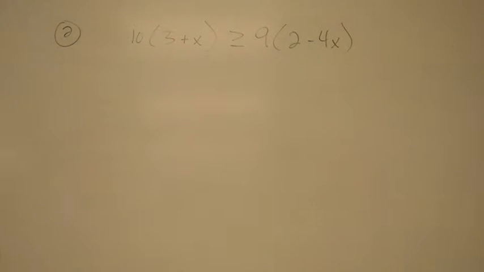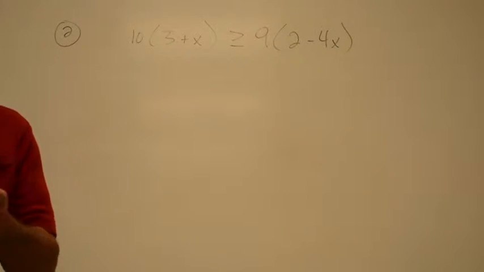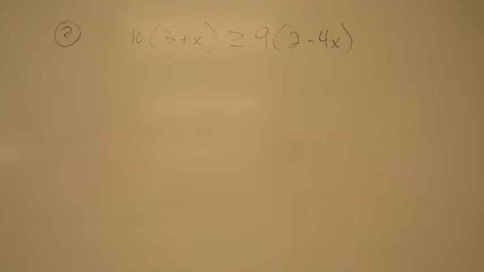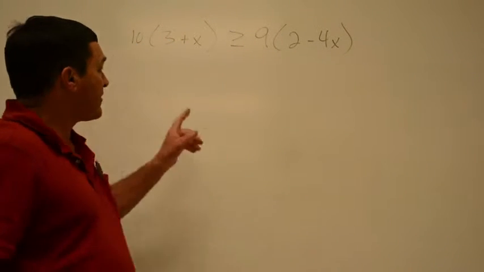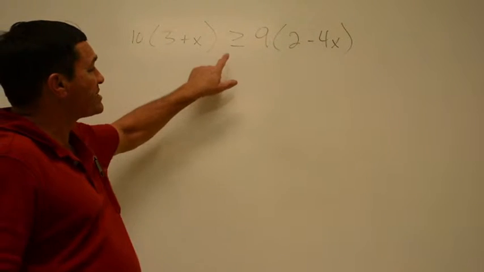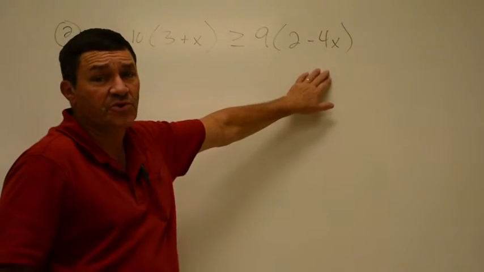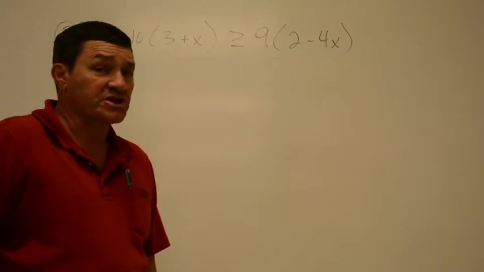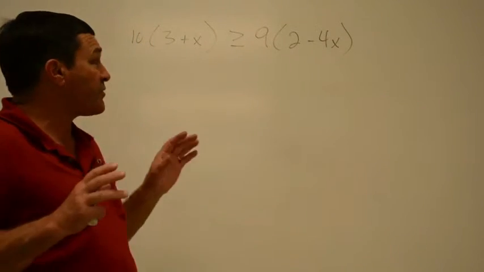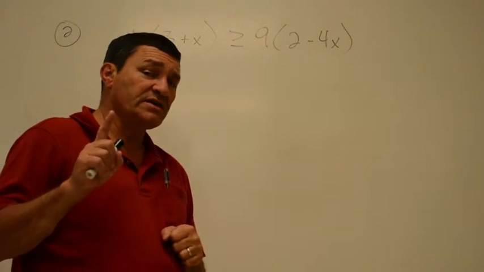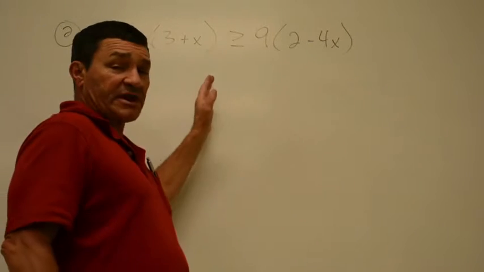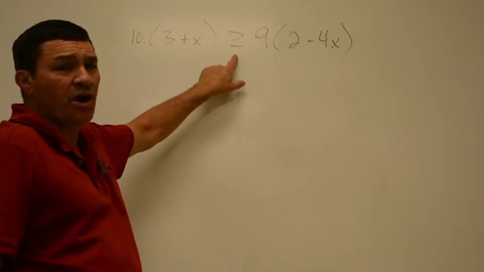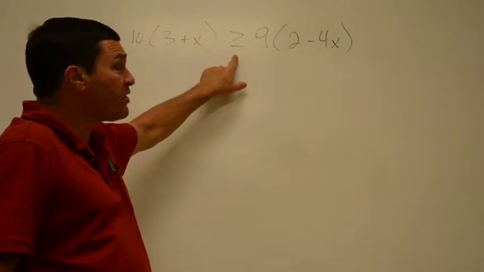So that's an example of what we call a linear inequality. And what we're doing here, when we have an equation, if I had 10 times 3 plus x is equal to 9 times 2 minus 4x, we'd solve that equation. It'd be real easy to do. And if it were an equation, we're looking for the one number for x that would make that true. But with an inequality, what we're asking is a little bit different question.